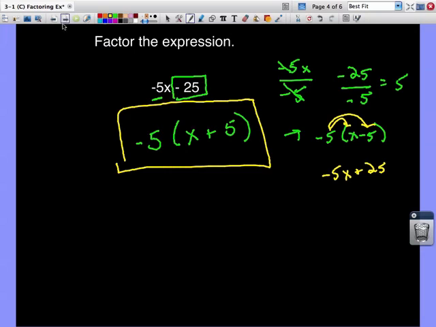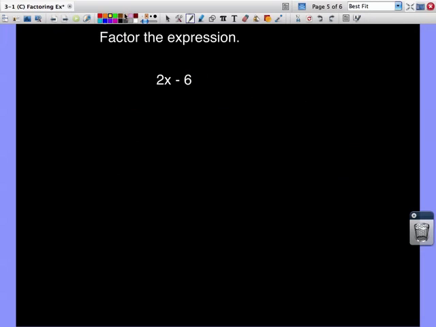Let's look at one more example, just to make sure we've got this. So 2x minus 6. I want to figure out what common factor they have, the greatest common factor, and it looks like it's just 2. So I can take a 2 out. Now I've got my parentheses. When I divide 2x by 2, I will just get x. And when I divide negative 6 by 2, I get negative 3, because a negative divided by a positive is negative. So I have 2 times x minus 3.